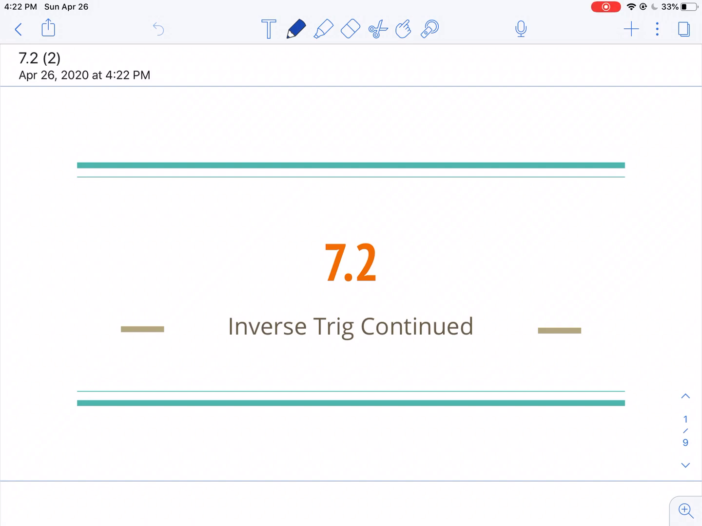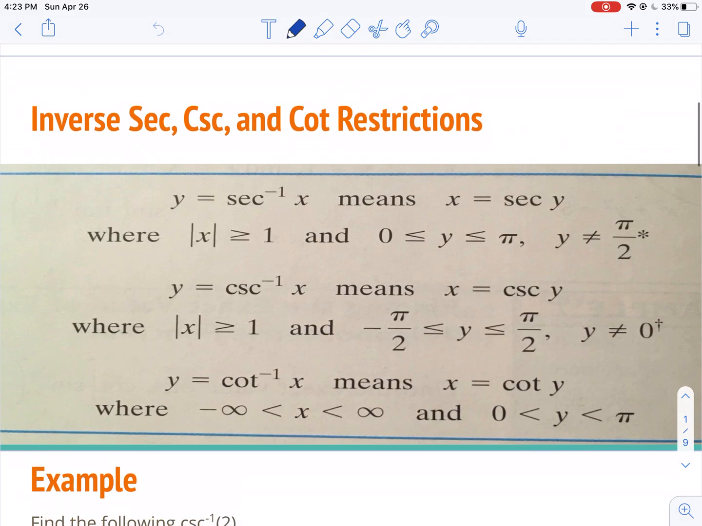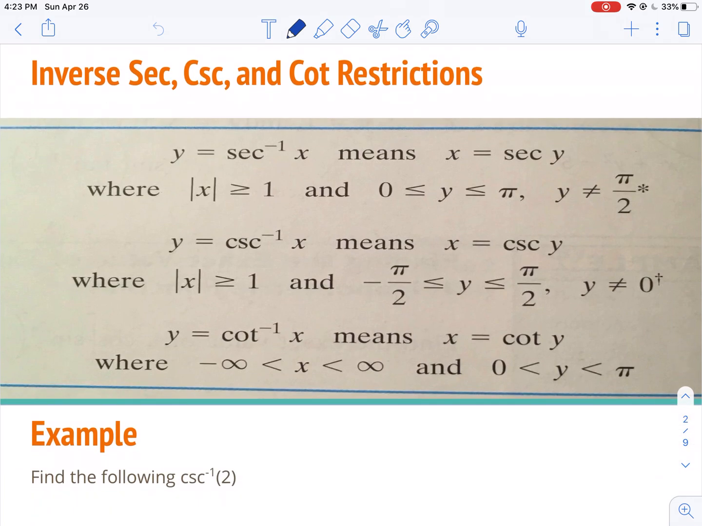These are the 7.2 video notes. We're going to continue with some inverse trig functions. We're not going to spend a ton of time on cosecant, secant, and tangent because it's kind of the same principle. We're just going to start applying that right away. And then we're going to look at some different ways that we can think about inverse trig and writing them in some different manners. All right, so we just got some straight up rules for the secant, cosecant, and cotangent.